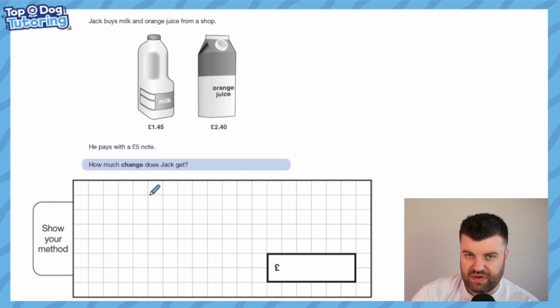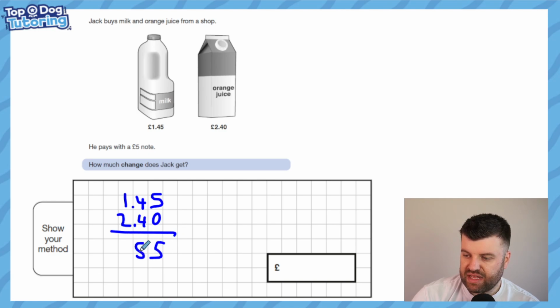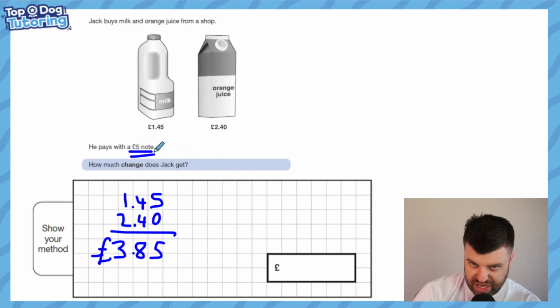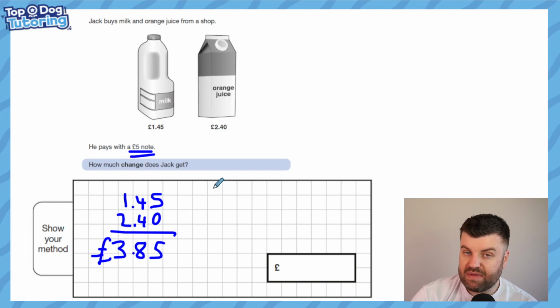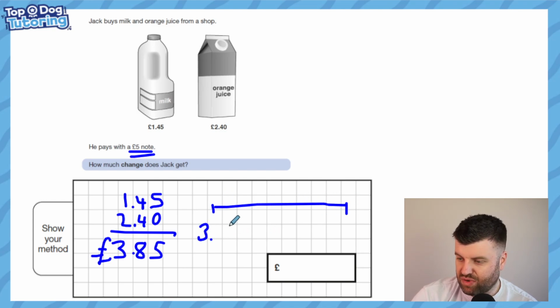Well, this is hopefully a more straightforward one. Let's figure out how much he spent first. He spent £1.45 on milk and £2.40 on orange juice. The total there is going to be £3.85. Now, if you paid with a £5 note, which is this information here, how much change does he get? Again, you could do column method, £5 take away £3.85 if you're confident with that. Again, I'm going to be doing my number line because I'm just more confident with this method.